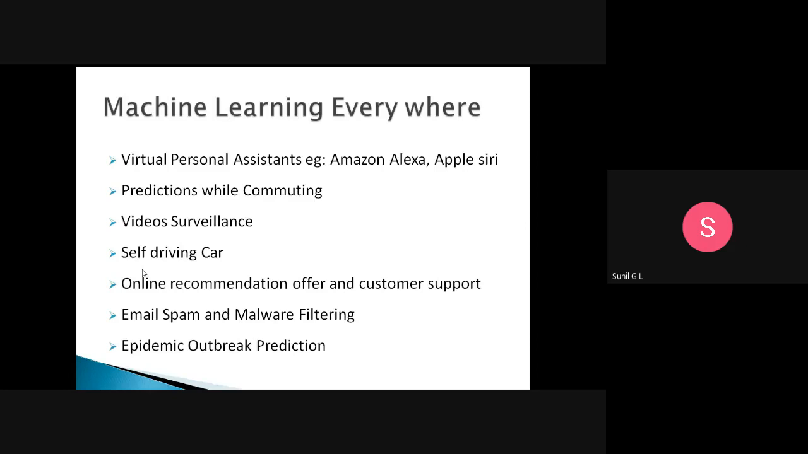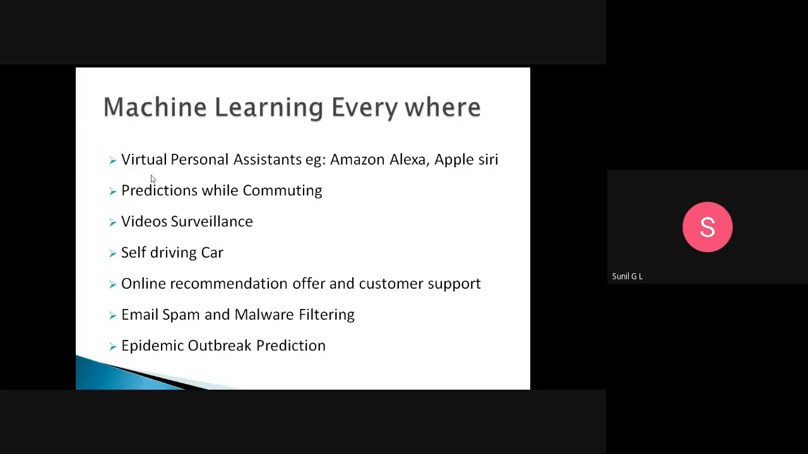Based on experience, based on previous data, the system will. A number of users are typing that the capital city of Karnataka is Bangalore. Based on that previous experience, it will identify the next word. So like that, machine learning is everywhere. We have n number of applications in the real world.